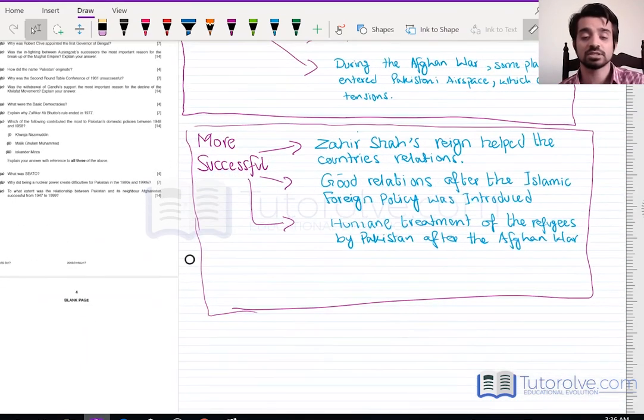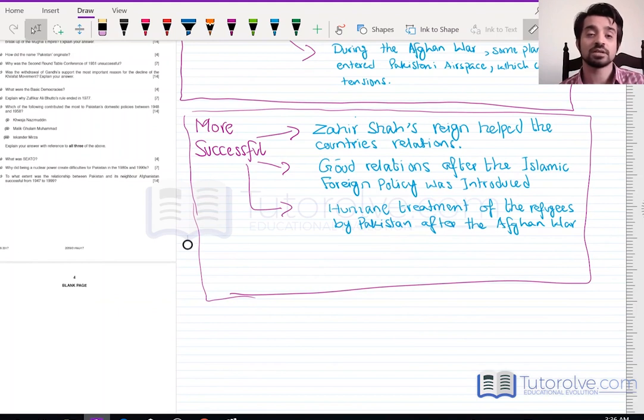Now, coming to the more successful part, during the reign of Zahir Shah, the countries had a more cordial relationship because Pakistan was considered a good ally of Afghanistan, and also Pakistan thought that Afghanistan taking a neutral stance instead of a pro-India stance, which they had always taken, was a sign of better things to come. And during the 1970s, because of the Islamic foreign policy that was introduced, leading to the 1974 Islamic conference held in Lahore, relations with Afghanistan became even more cordial, and the governments started to exchange diplomatic ties.